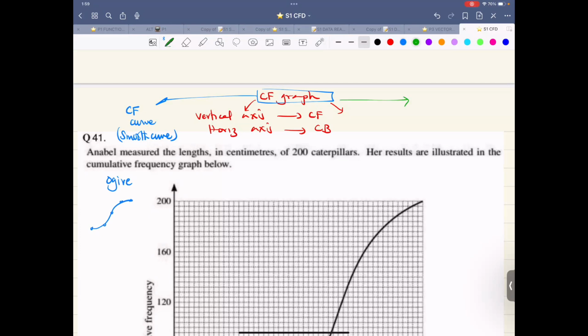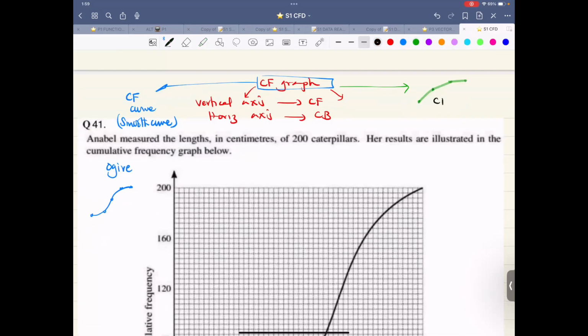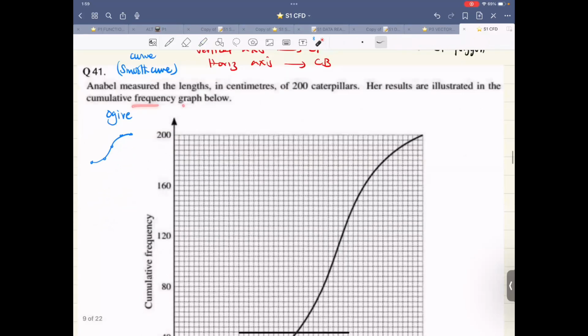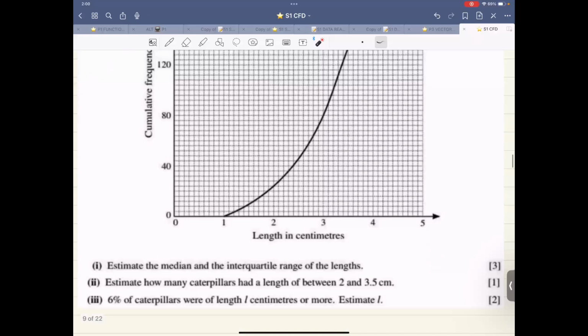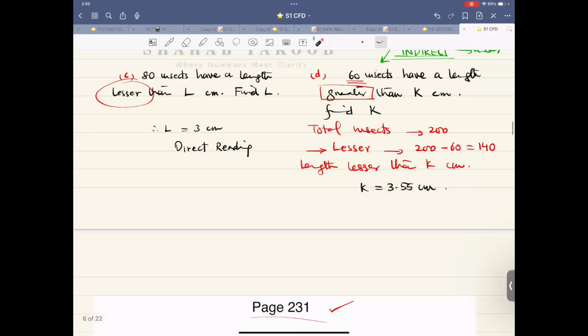Also, the other option is we join the points with short line segments like this. And then there is another point over here, and we join it like this. Another point, we join it like that. So this is a cumulative frequency polygon. So this is the CF polygon that we form. And the accuracy level is different. All we have to do is follow the examiner's instruction. What exactly do they need? So over here, they simply say cumulative frequency graph, and they have drawn it like this. So it's the same curve that we have seen. Estimate the median and interquartile range of the length, and we have just solved it over here.